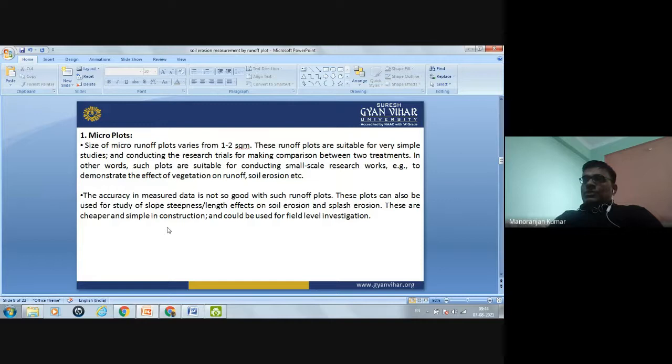These runoff plots are suitable for very simple studies and conducting research trials for making comparisons between two treatments. Treatment means... suppose there is a field.